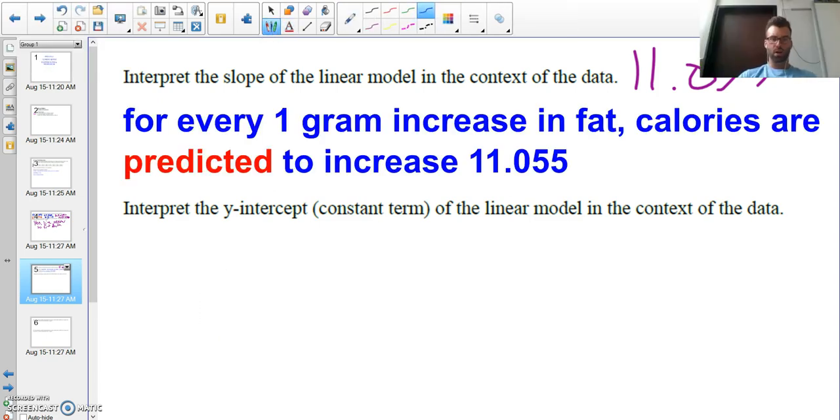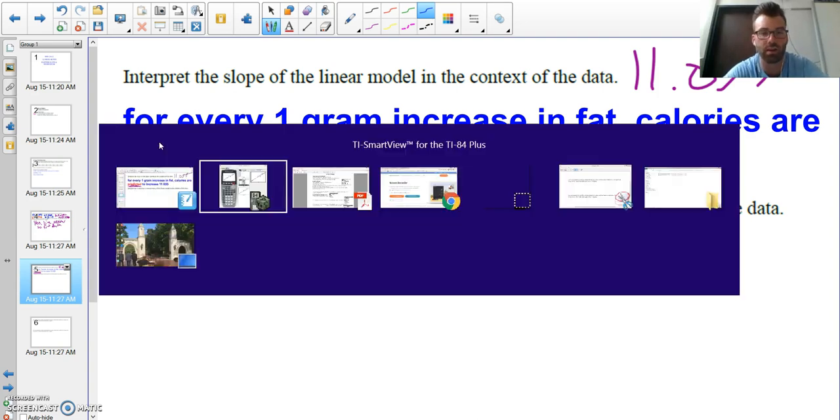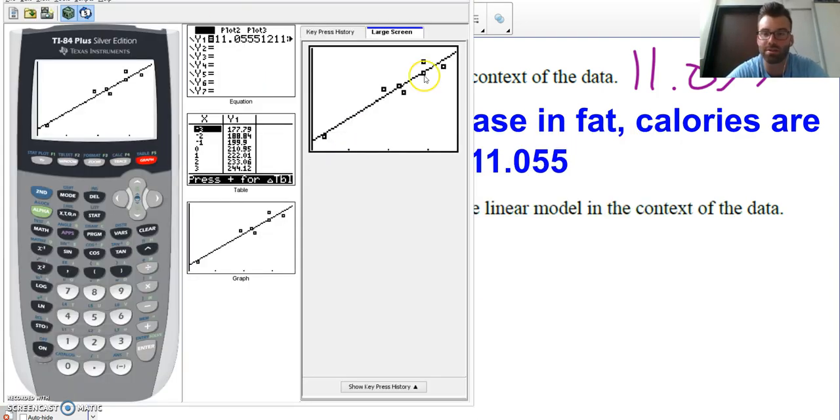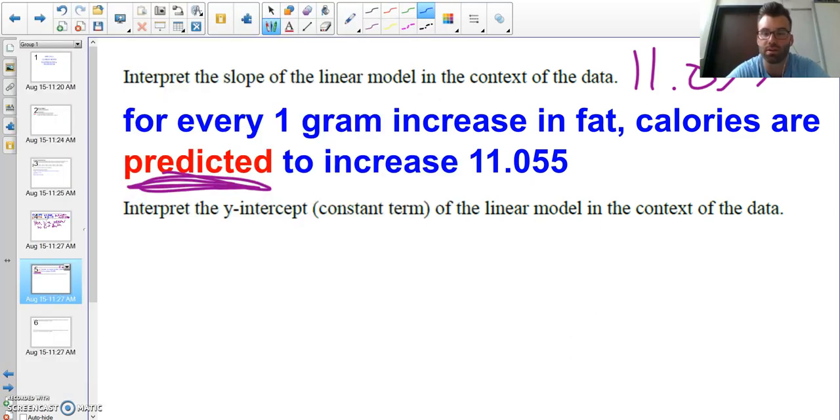All right, so I wrote something down like for every 1 gram increase in fat, the calories are predicted. Notice how that's in red, very important part, predicted to increase 11.055. It is a prediction. It's an estimation. It's not exact because this is an equation. If you look at our line here, it doesn't hit all of our data points. So it is a prediction. It's predicted to increase 11.055.